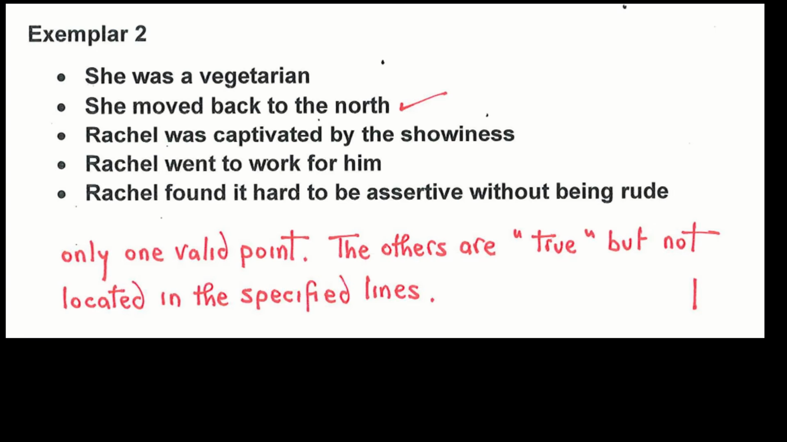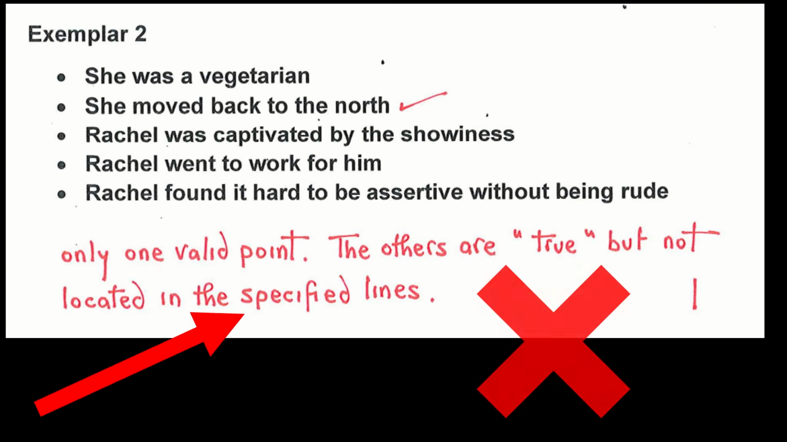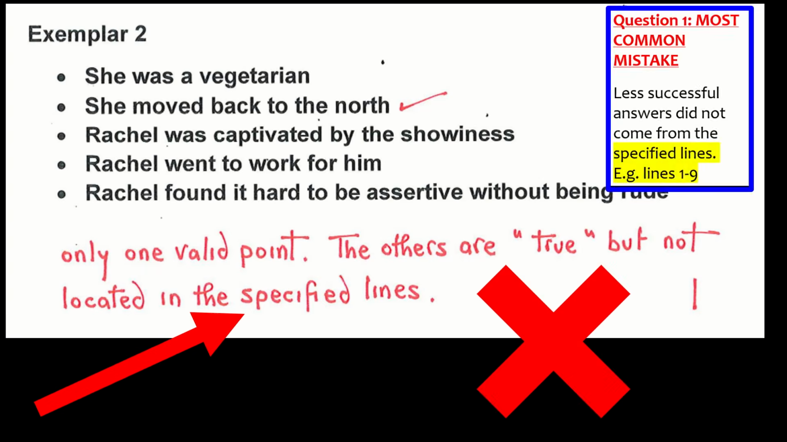Okay, I'll just show you this one from a past exam. This is one where this student was actually pretty good, but because they didn't look at the lines, if you read here, they only get 1 out of 5, which is a waste. And they put only one valid, this is what the examiner wrote, only one valid point. The others are true, but not located in the specified line. So they've answered from outside the lines. Silly mistake. Try not to do it.